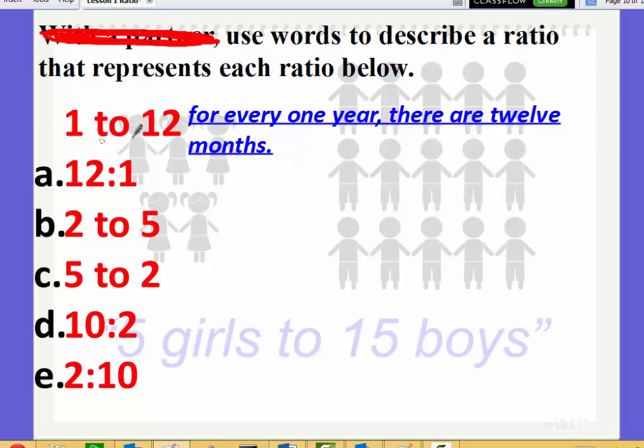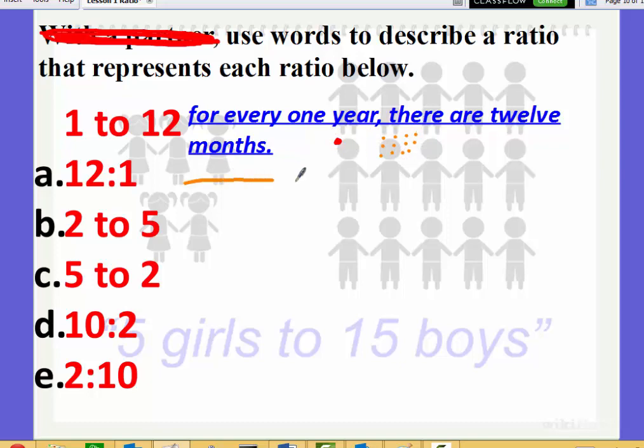So my example is 1 to 12. There's no right or wrong answer, so you can pick whatever you want, but you're basically coming up with a real world situation that describes these ratios. So for the 1 to 12 example I have, for every 1 year, there are 12 months. So here's 1 year, and within that 1 year, there's January, February, March, April, May, June, July, August, September, October, November, December. So I have 1 year, 12 months.